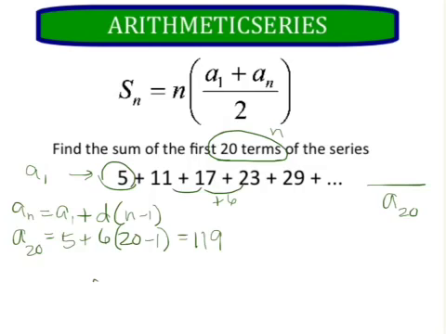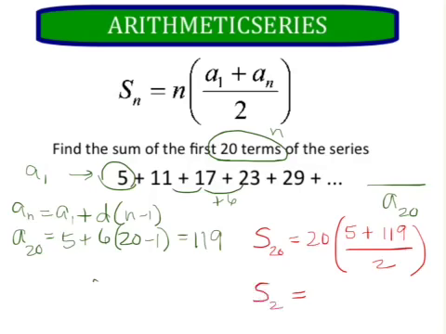Then I can find my sum. So the sum of the first 20 terms is equal to n, which is 20, times the first term, 5, plus the 20th term, 119, all divided by 2, which in my calculator, using proper order of operations, ends up being 1,240.